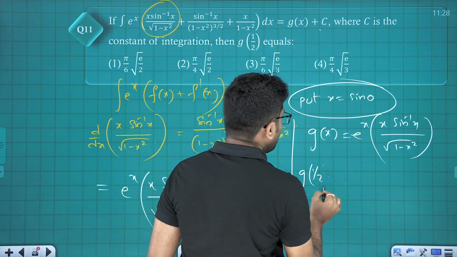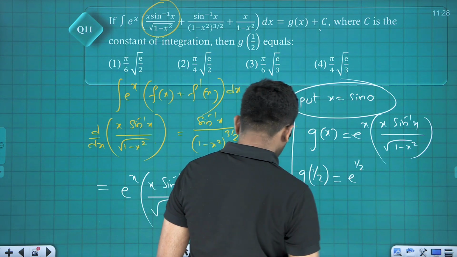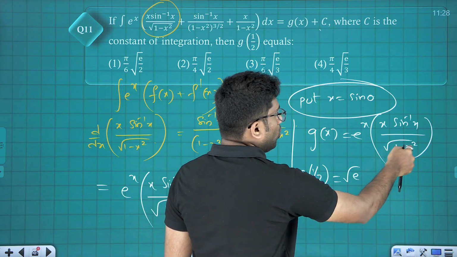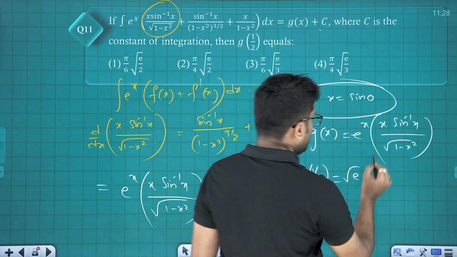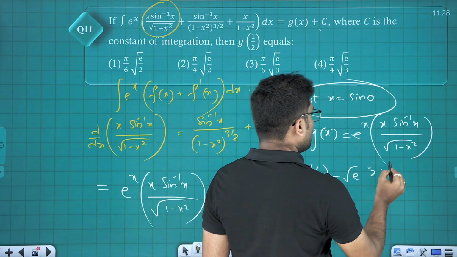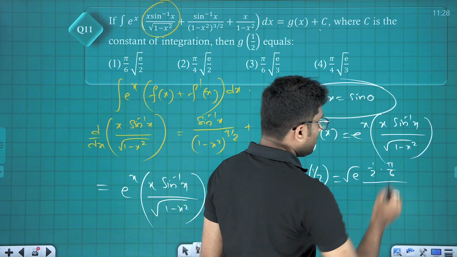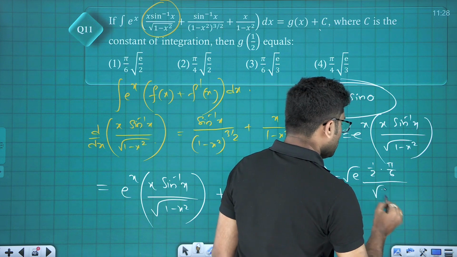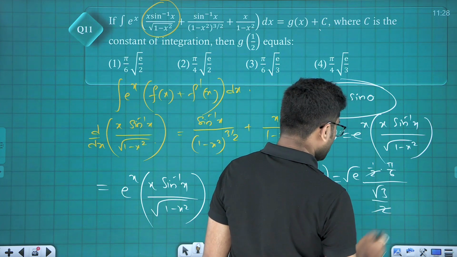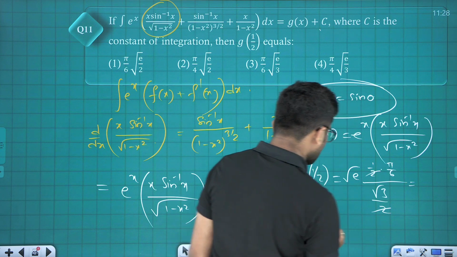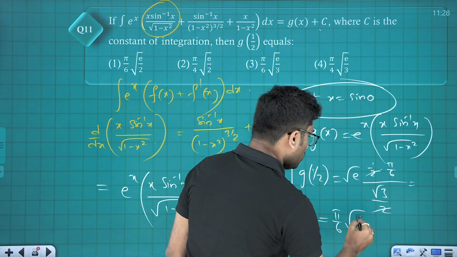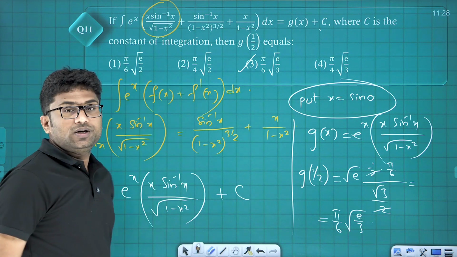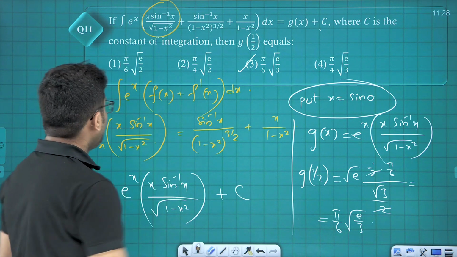Put x is equals to 1 by 2 both sides. E power 1 by 2, that is root e, by root of 1 minus 1 by 4, into 1 by 2 into sin inverse 1 by 2 which is pi by 6, divided by root 3 by 2; the 2s cancel. So this is nothing but pi by 6 into root over e by 3, which is option 3. Clear? Next question, friends.